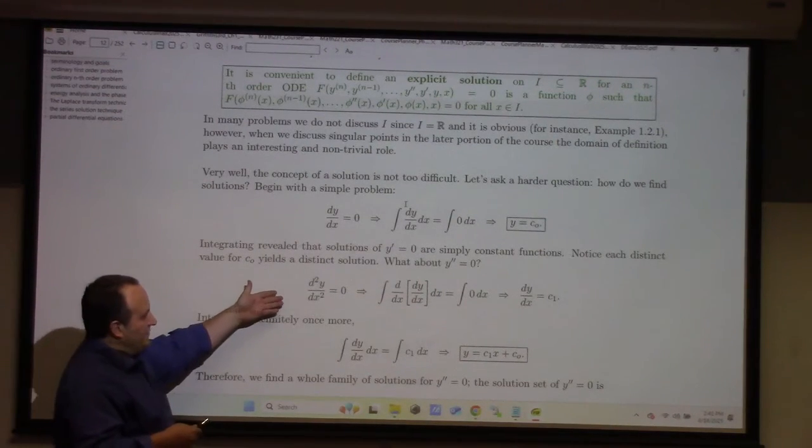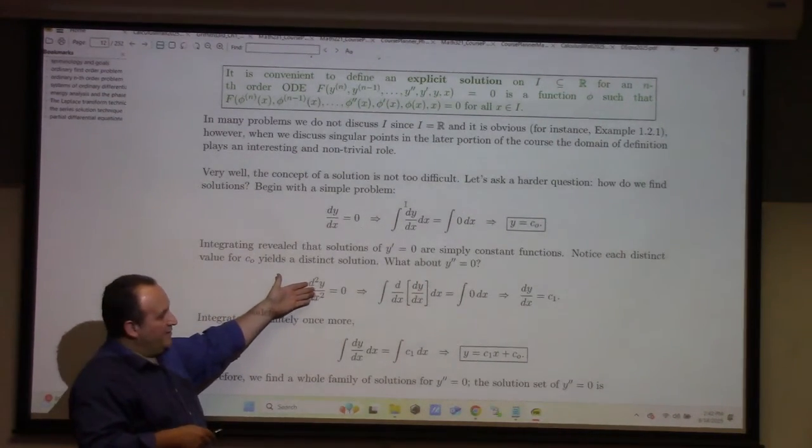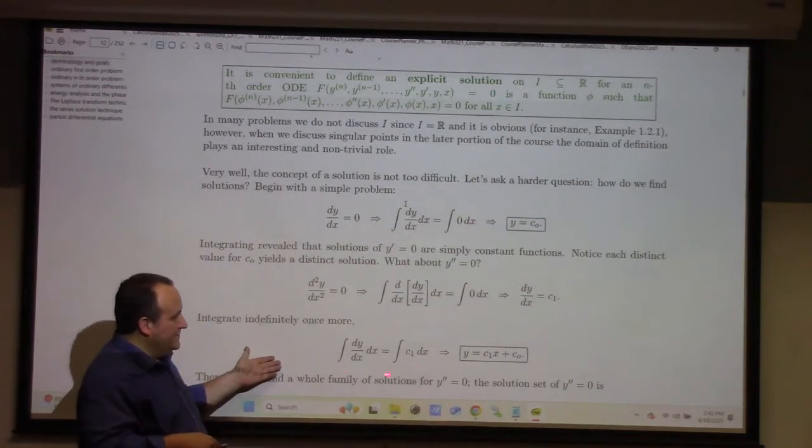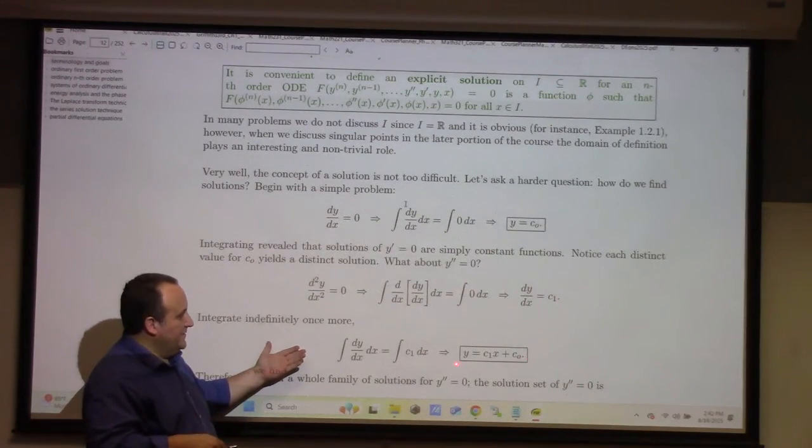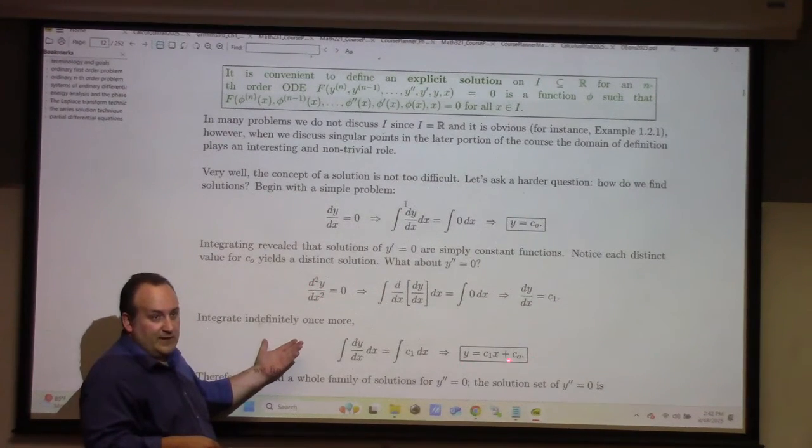How about y prime prime equal to 0? Integrate once, you get dy dx equal to a constant, right? Integrate again, when we integrate the constant, we get x, and of course plus a constant, right? So the general solution of y prime prime equal to 0 is, well, it's a line, right?